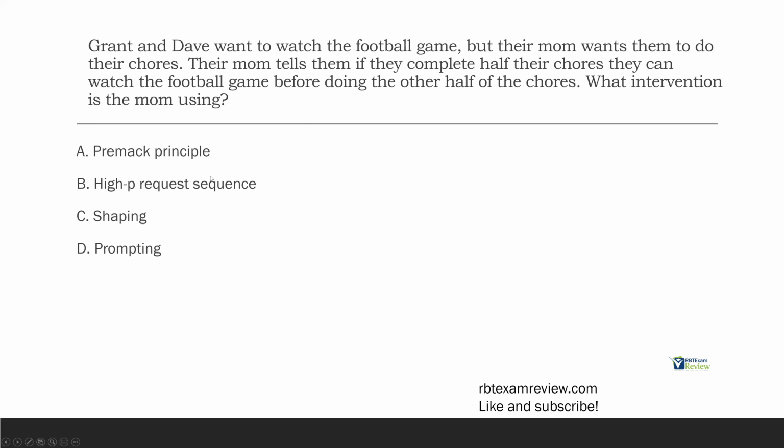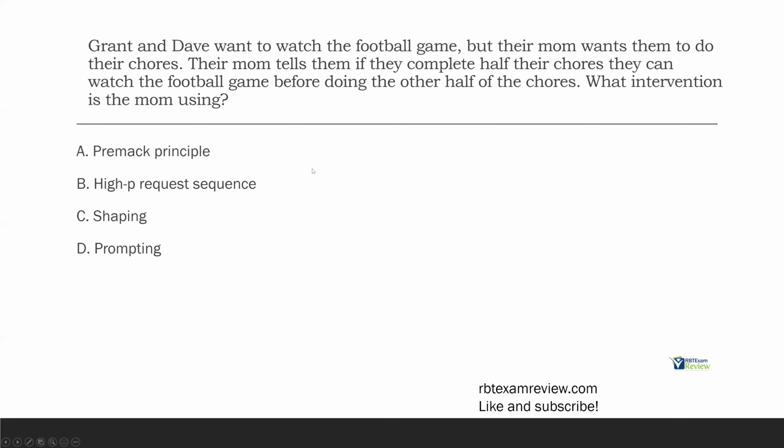Is this the Premack principle? It is, also known as Grandma's law. We are allowing the learner to engage in their preferred activities contingent upon them completing whatever task or behavior we want them to. So if mom says, if you complete half your chores, then you can watch your football game.